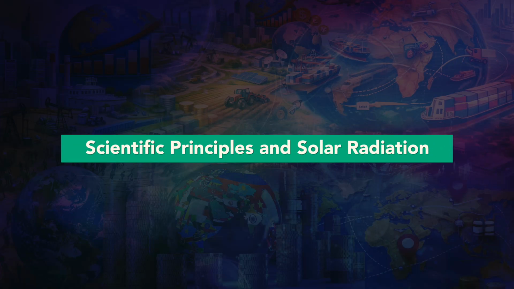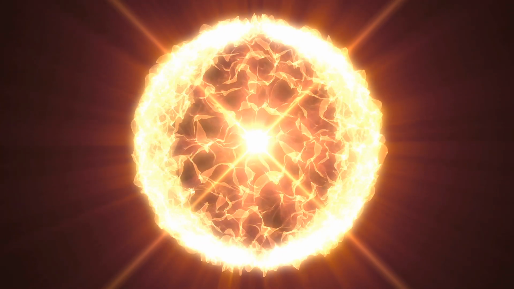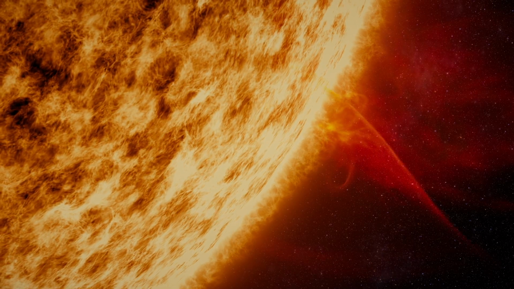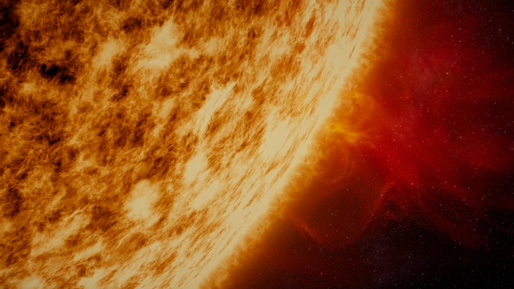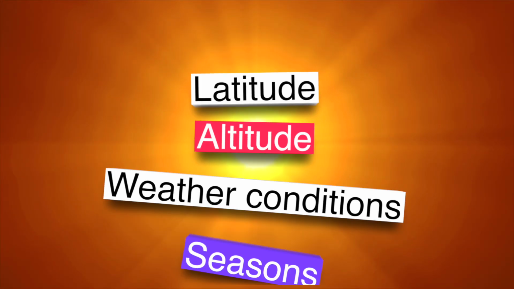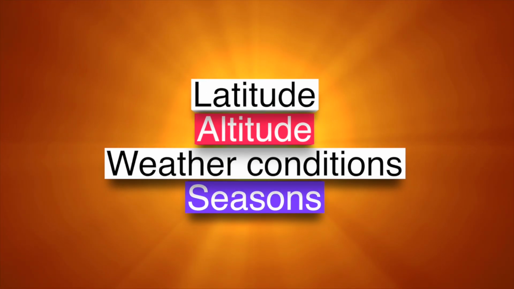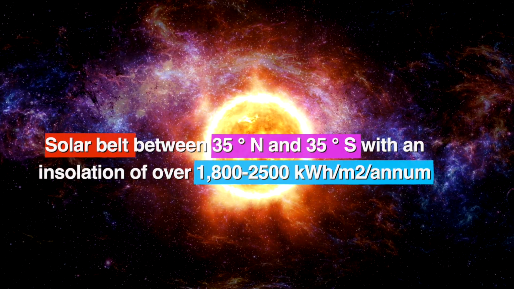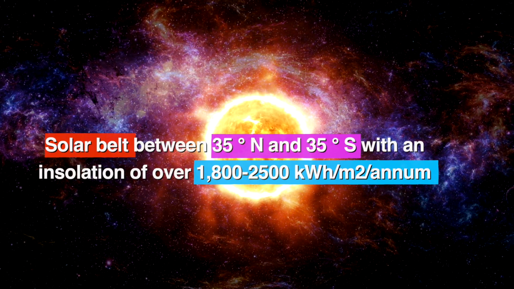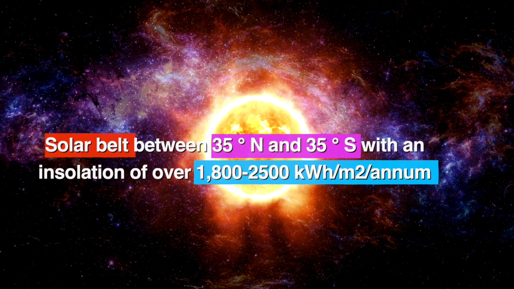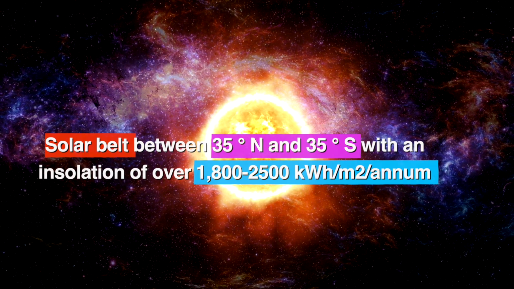Scientific principles and solar radiation. Nuclear fusion in the center of the sun forms solar energy. The intensity of the sun rays per unit area is referred to as solar insolation. Solar insolation depends on the latitude, altitude, weather conditions and the seasons. Conditions are favorable in the so-called solar belt between 35 degrees north and 35 degrees south, with an insolation of over 1800 to 2500 kilowatt hours per square meter per annum.